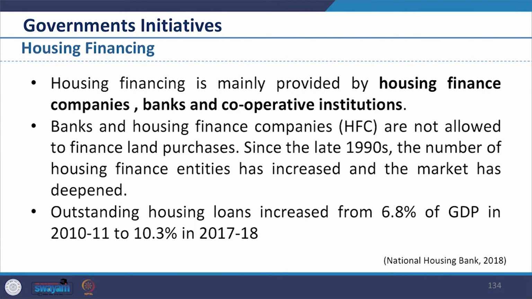Outstanding housing loans increased from nearly more than 6% of GDP in 2010 to 10.3% in 2017-18. The housing financing companies' share in total loans to the housing sector has increased in past decades to reach almost 44% in 2017-18.